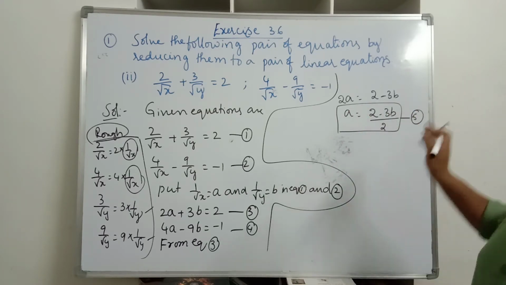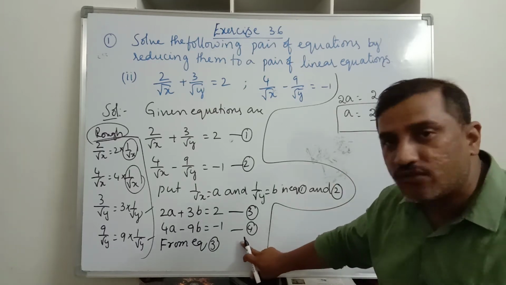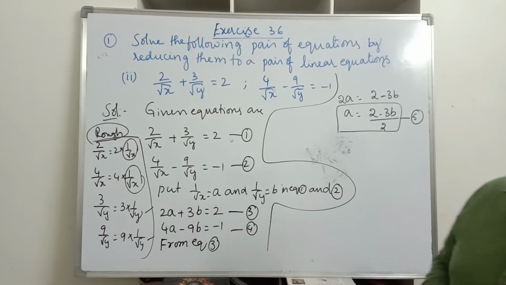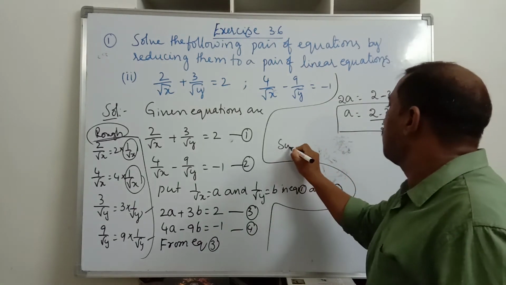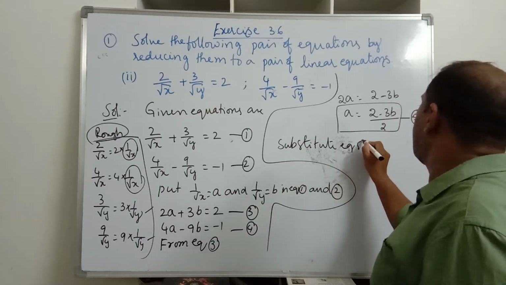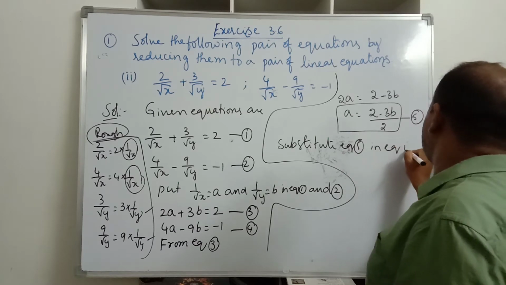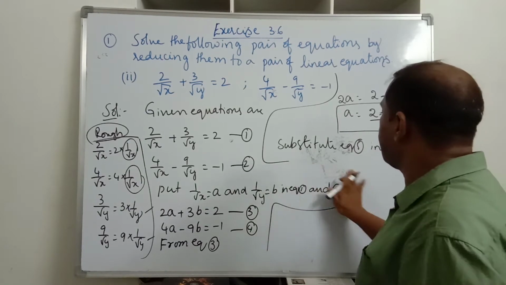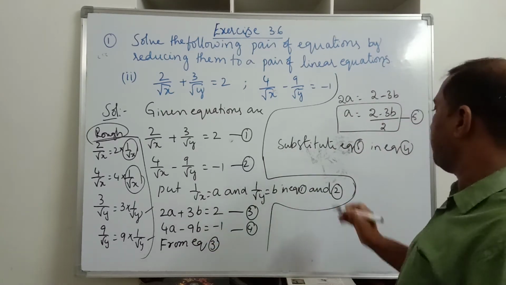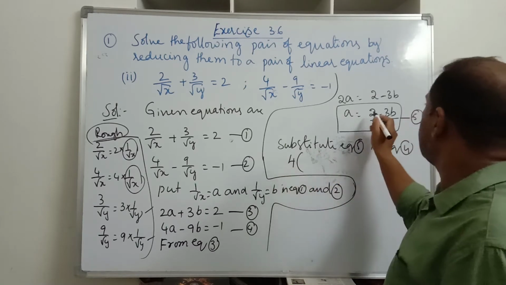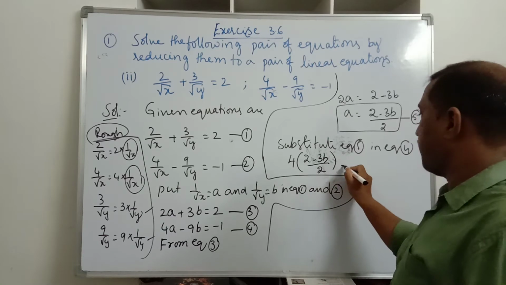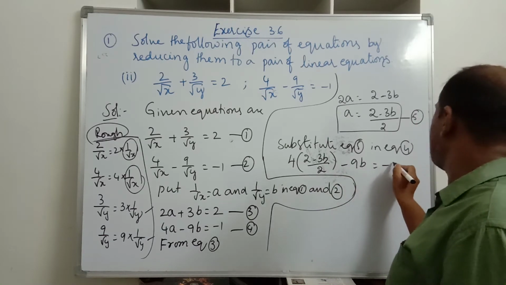Now what we will do? We will substitute equation 5 in equation 4. Why? Because equation 5 we got from equation 3. What is equation 4? Equation 4 is 4a minus 9b. 4 into a is equals to 4 into 2 minus 3b by 2, minus 9b, that is equals to minus 1.